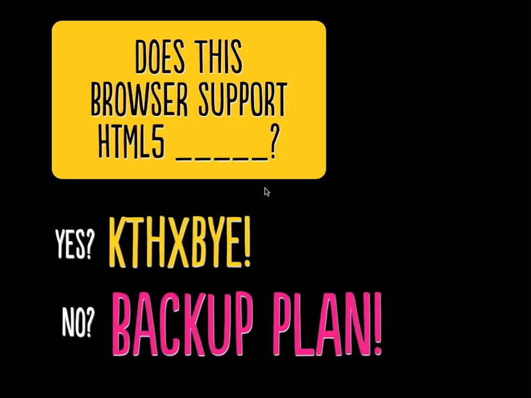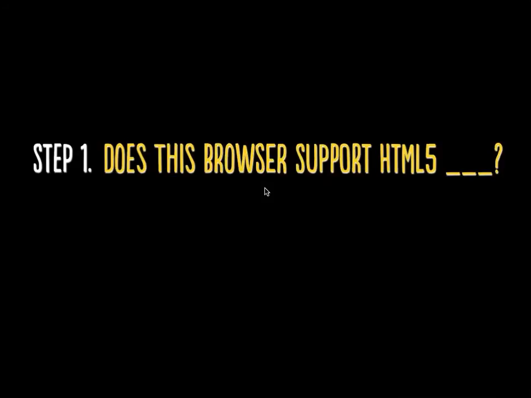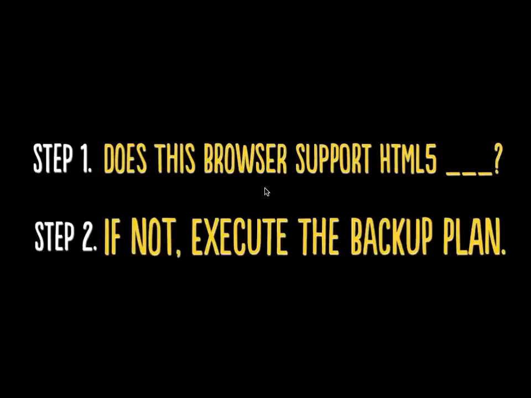Okay, I'm going to say this another way because it's a two-step process, and I want to make sure that I'm clear about it. First step is your page has to ask, does this browser, the browser that's currently visiting the page, in other words the user right now, support whatever HTML5 feature we're using? Does it support validation or color pickers or date pickers? And if it doesn't support it, then your page has to execute the backup plan. These two steps happen with JavaScript.